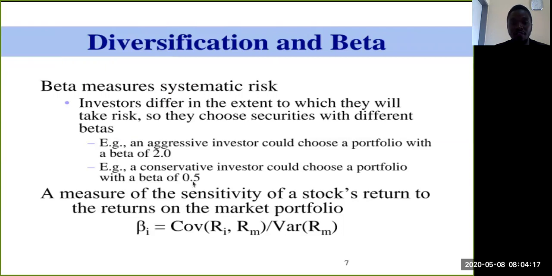Beta is a measure of the sensitivity of a stock's return to the returns on the market portfolio. So this is the equation for beta. You'll be given the covariance and the variance. The only thing you have to do is get those values and put them in your equation. There's nothing complicated. You don't have to solve this. You'll be given the values, and you just have to put them in the equation.